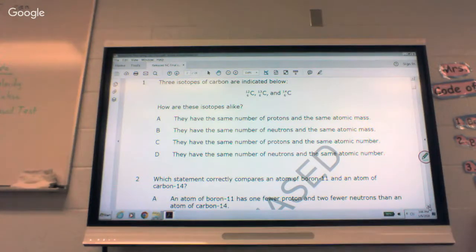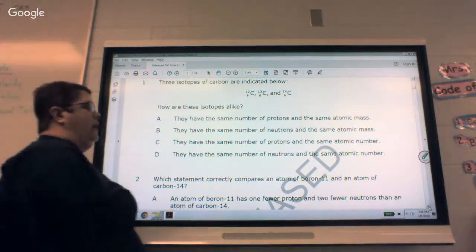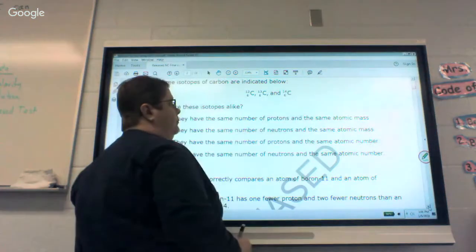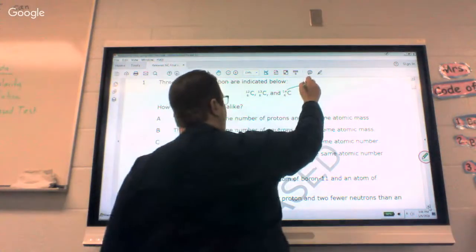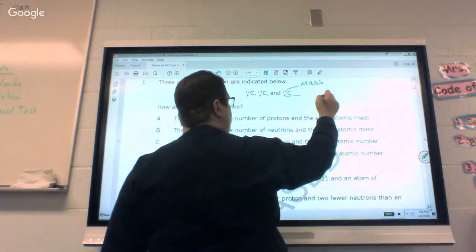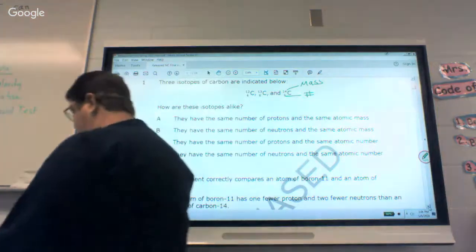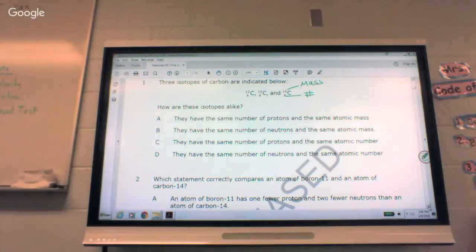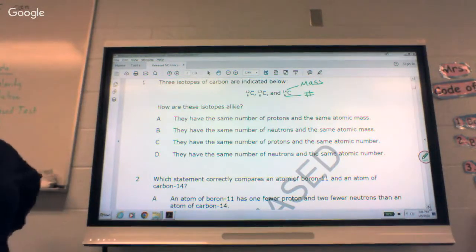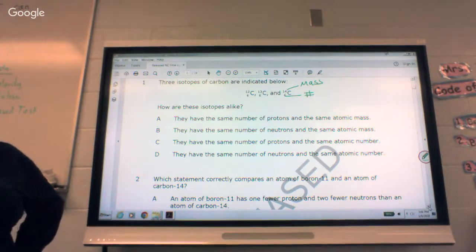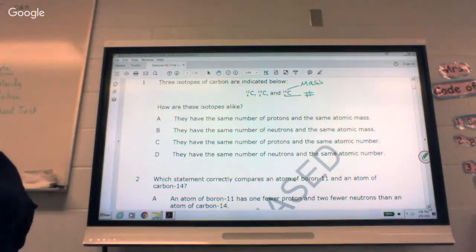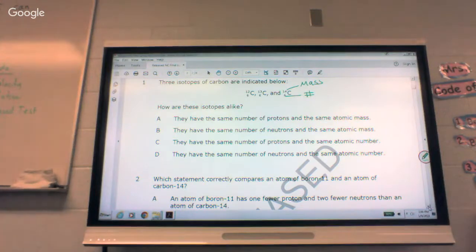Okay. It's okay. Now, so when you look at this, what can you tell me about the top number? What is the top number? Okay. Bottom number. Which one identifies the element? The atomic number. Everybody remembers that, right? All right. So what has to be the same to be an isotope? The atomic number. Okay. So which one of those questions says that? Everybody okay with that?